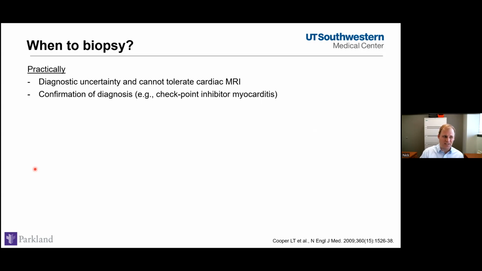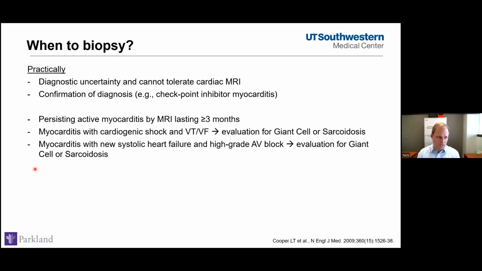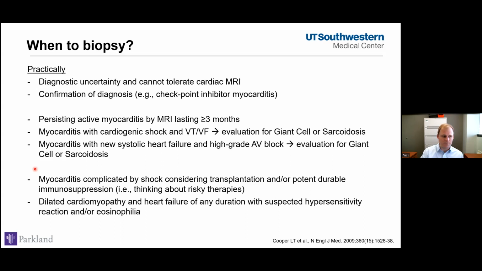So what does that practically mean? Well, if you have diagnostic uncertainty and you can't tolerate an MRI to prove you have myocarditis, that's a reasonable reason to biopsy. If you want to confirm that you have a diagnosis, for example, a checkpoint myocarditis, reasonable to biopsy. Persisting ongoing inflammation, another reason. And then again, high risk clinical situations, patient with shock, heart block, VT/VF, not otherwise explained, reasonable to biopsy those patients and look for underlying sarcoid or giant cell or other entities that might merit specific situations.